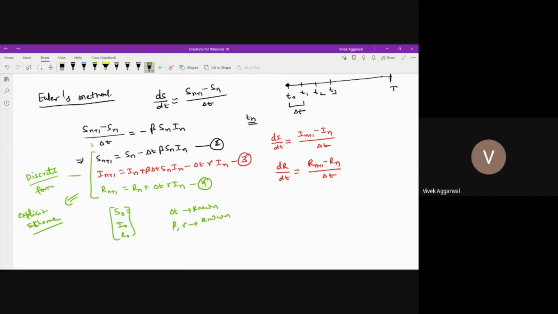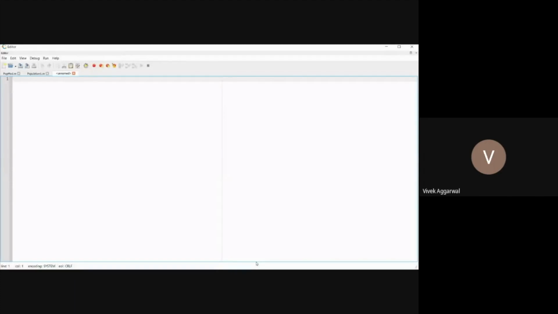So now we can apply this one, and we have to solve this one with the help of MATLAB code. So let's try to write the MATLAB code for this SIR model. So this is my editor. So here we are going to start with this one.